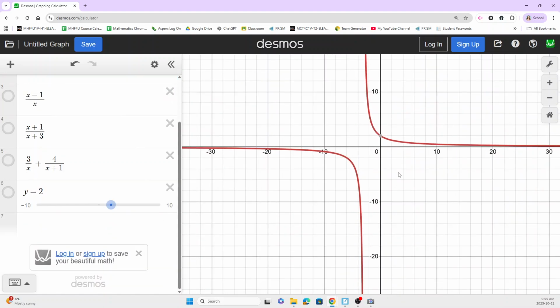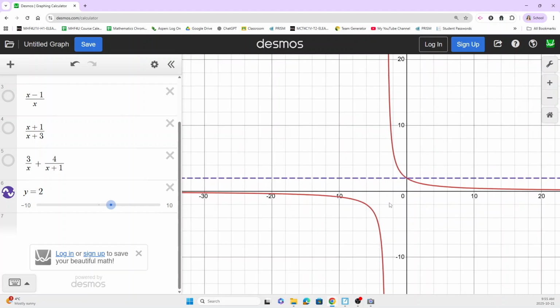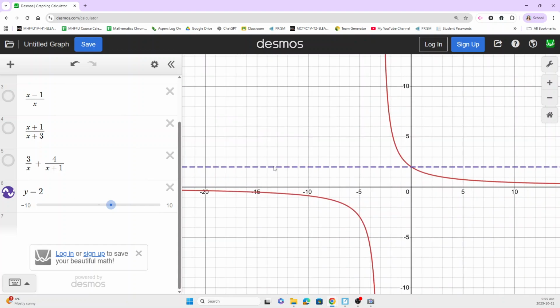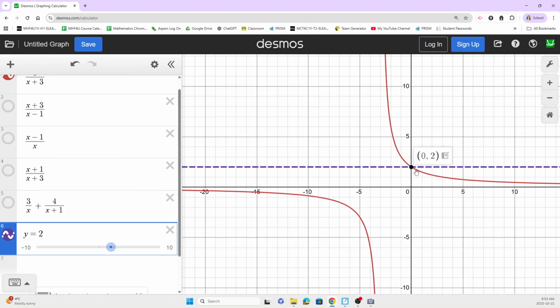So just to recall from the last unit how we can use Desmos to solve an equation, we can put a horizontal line at the point that we are interested in. So when I put a line at y equals 2, my red function, my rational function, which is 6 over x plus 3, equals a y value of 2 right here when x is equal to 0, and only when x is equal to 0.